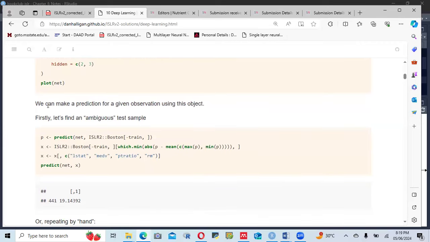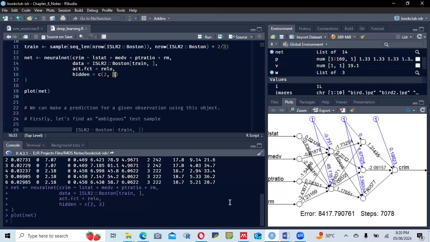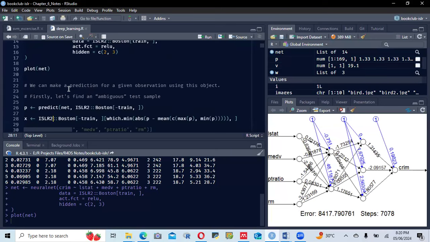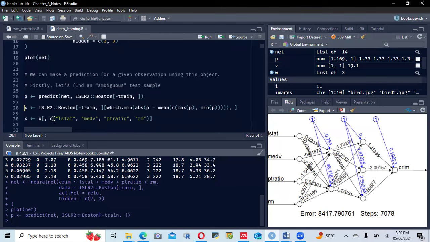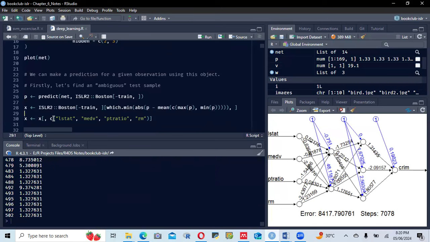For the prediction, they say we can make a prediction for a given observation using this object. Firstly, let's find the ambiguous test sample. To get it, first of all we use this for the training data set and save it in P. Then we run this on the test sets. So we got all the predictors, and then we predict on the net on the value of x. We run the predictions on the test data set and save it in P.